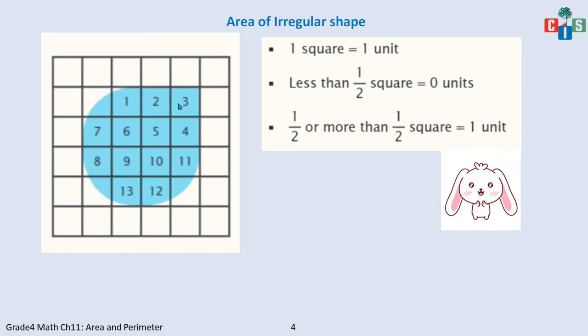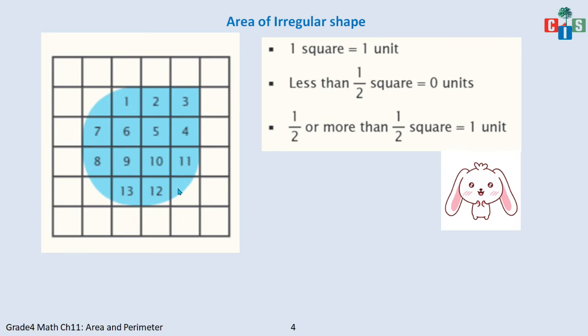So let's count the area of this. It's already written, see, it's more than half, only this much is not colored, so I will count it. 1, 2, 3, then we have 4, 5, 6 and 7 also, it's more than half, so I will count it as 7. 8 also I will count as it is more than half. 9, 10, 11, 12 and 13.